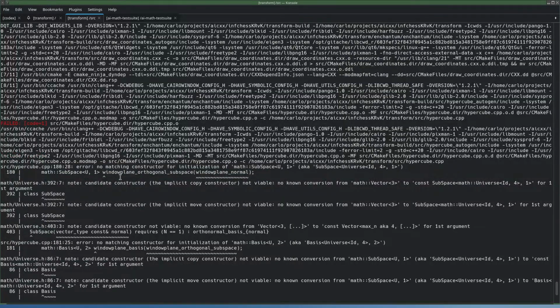Seems to work. It's a different line number. No matching constructor or initialization. Yeah, okay, that's what we were after. So it says we cannot convert a three-dimensional vector to whatever this is taking.